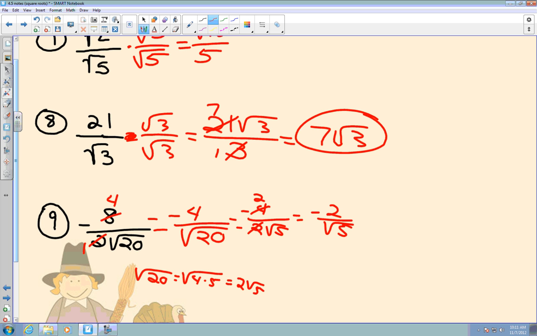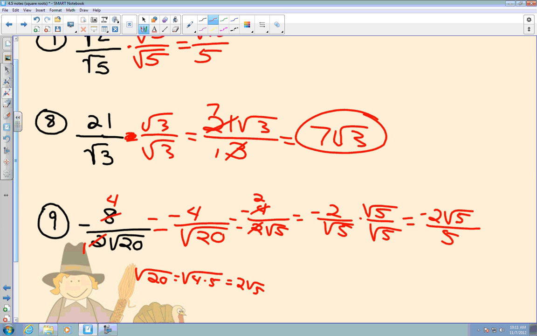Last step. I need to rationalize the denominator. So I'm going to multiply by root 5 over root 5. You get negative 2 root 5 over 5. So 2 times root 5 is negative 2 root 5. Root 5 times root 5 is 5.